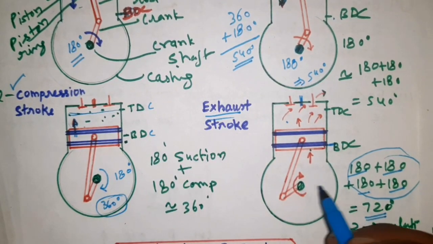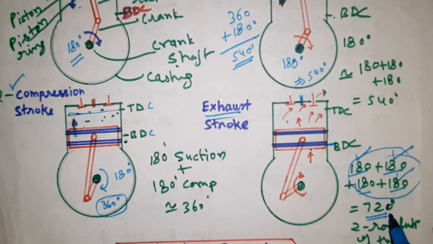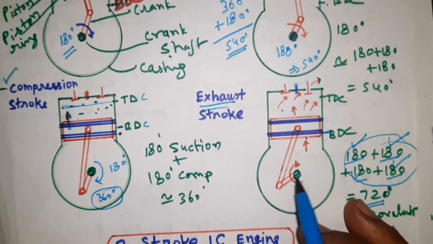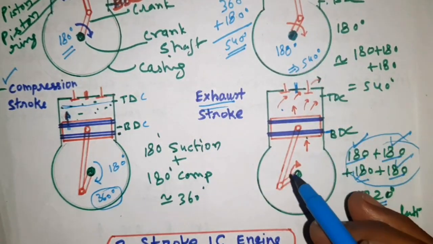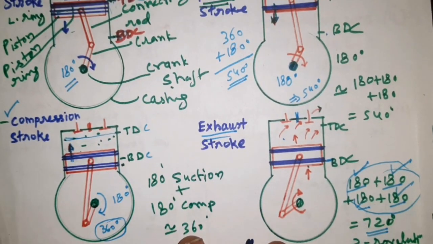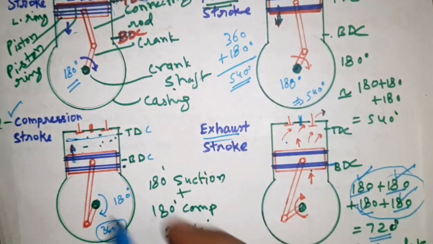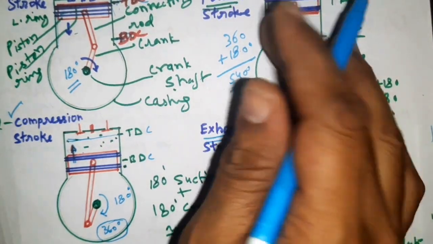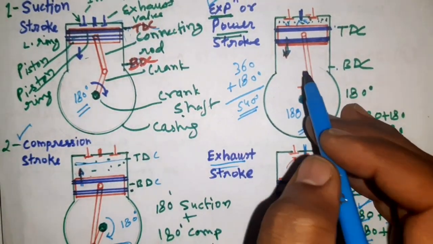This crankshaft rotates 180 plus 180 plus 180 plus 180, which means 720 degrees, or two revolutions of the crankshaft during the suction, compression, expansion and exhaust processes. So you can imagine that in these four strokes, power is produced in only one stroke.